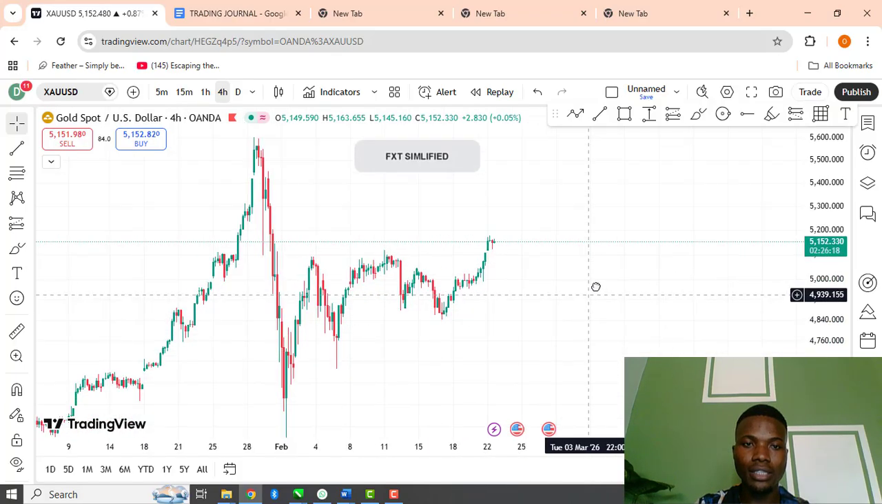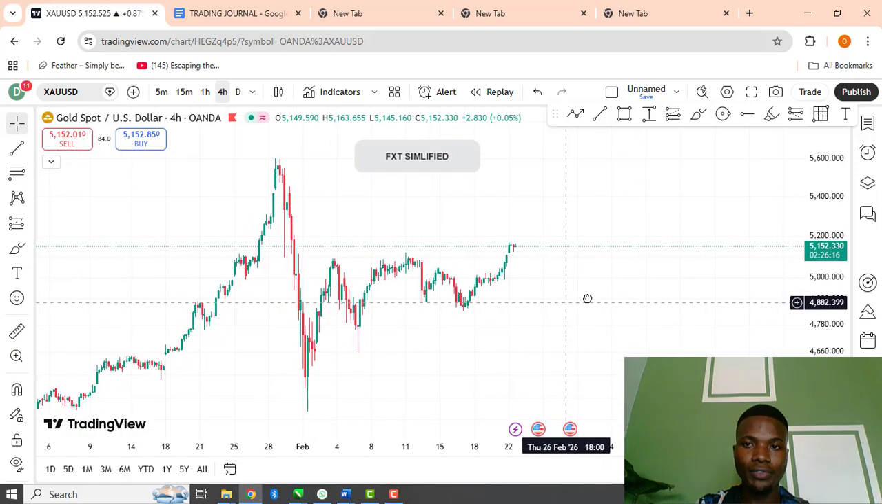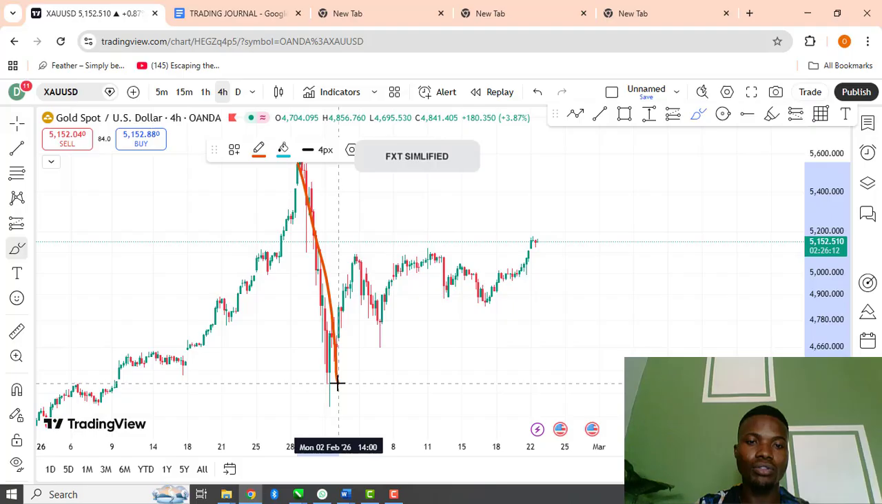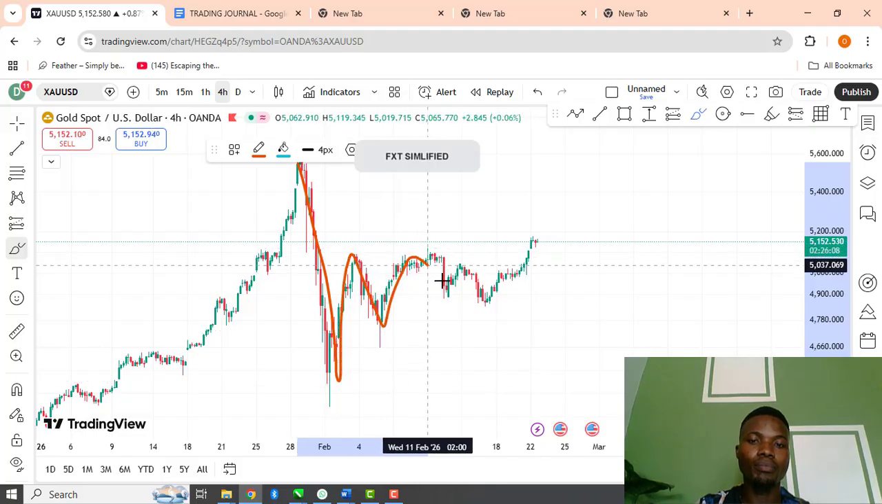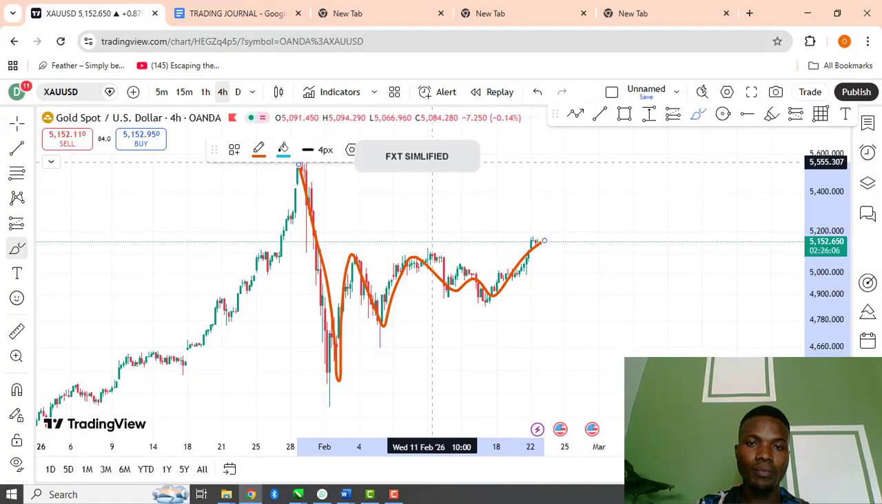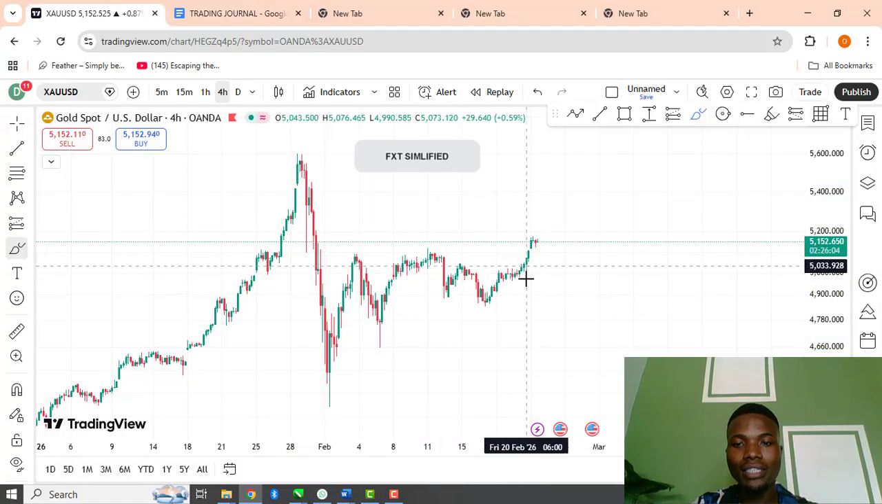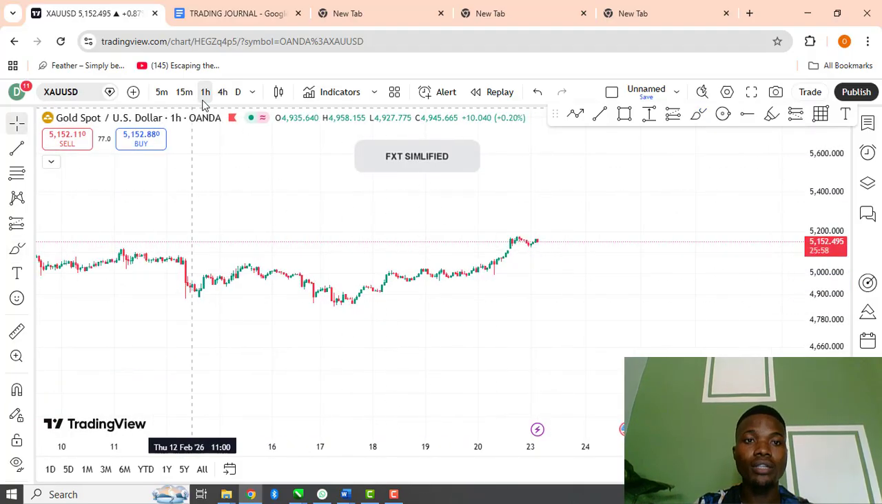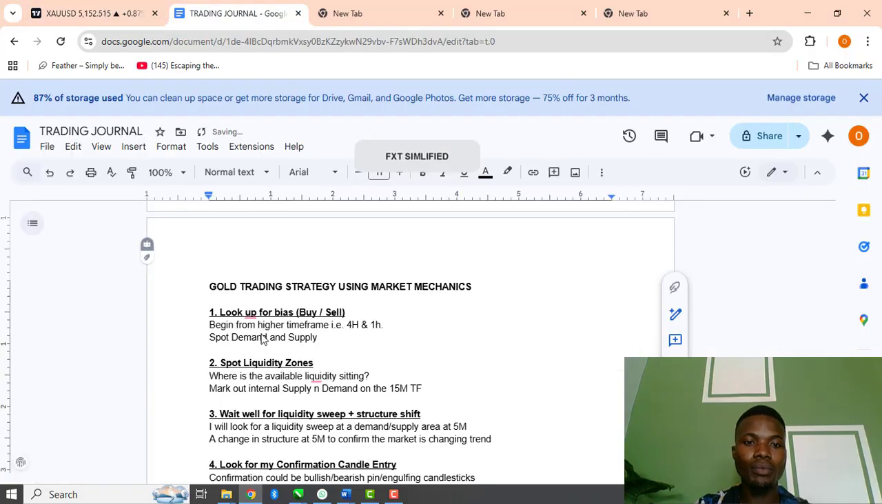So we can see now that this is 4 hour time frame, and what price is doing is that after this massive sell to the downside, price has started buying to the upside. Okay, so it means that the buyers of the market is buying at the moment. So let us go to the 1 hour as well. Okay, sorry, we say we are going to mark out our supply and demand.